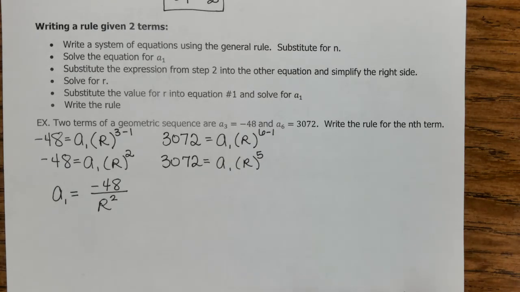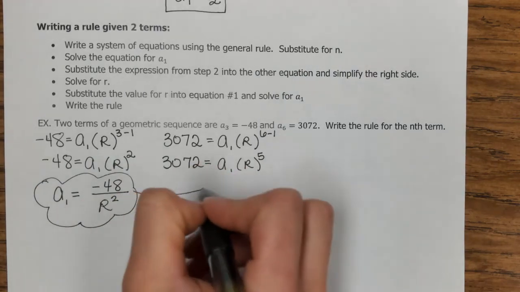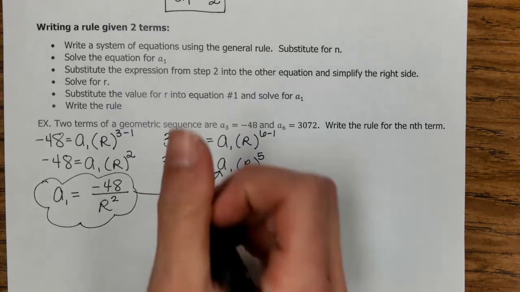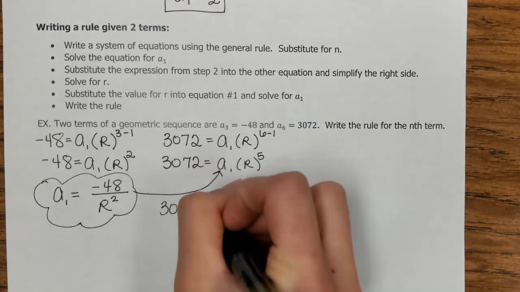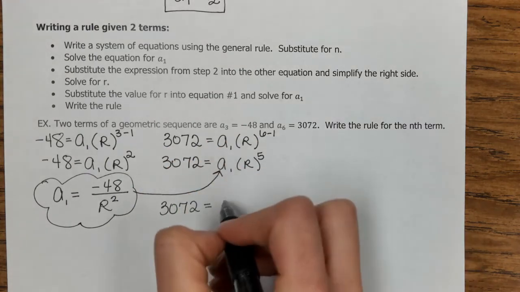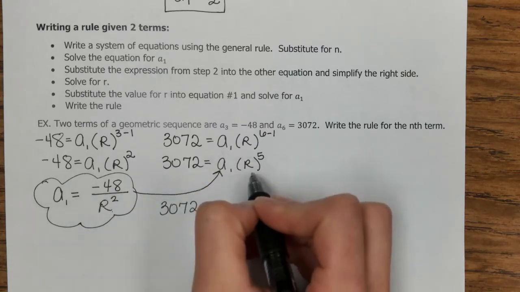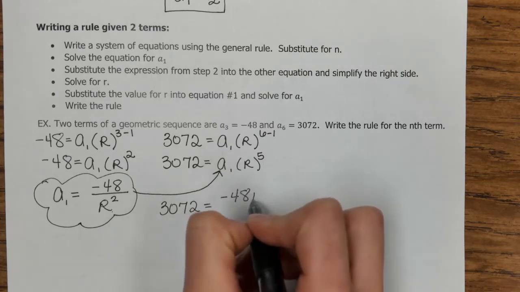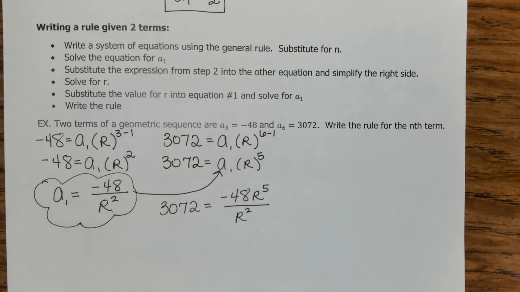Y'all follow me? I'm going to take this a1 and plug it into the other equation. I'm going to substitute. So I have 3072 is equal to, I am taking negative 48 over r squared and multiplying it by r to the fifth. So that is going to give me negative 48 r to the fifth over r squared. So negative 48 r to the third.